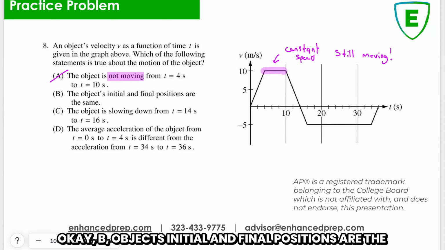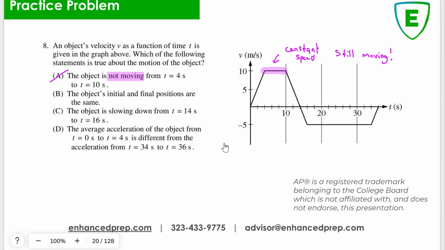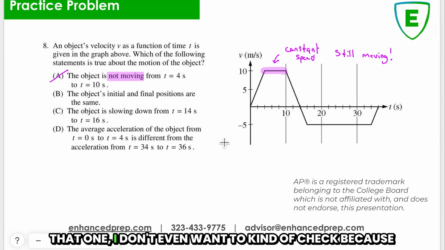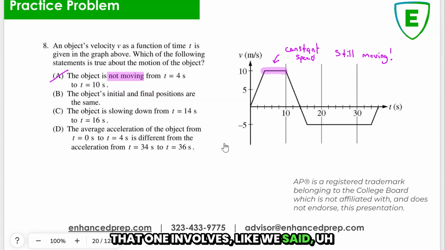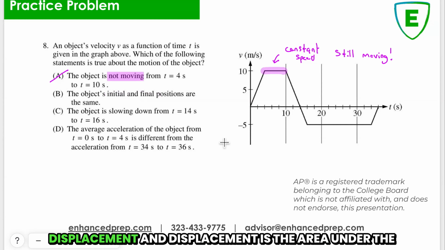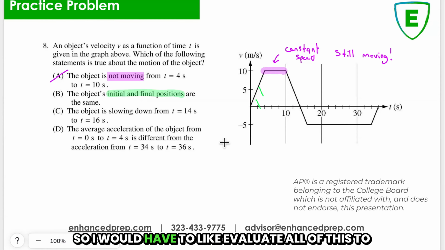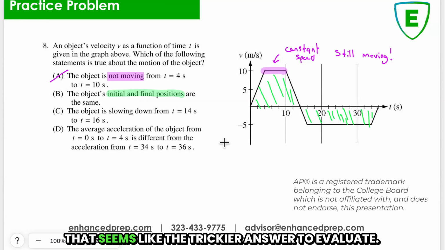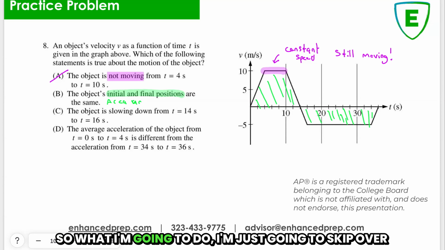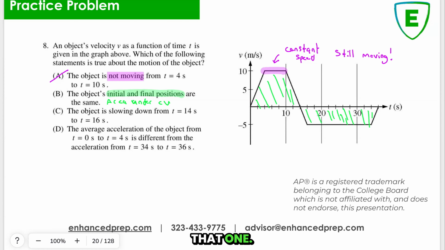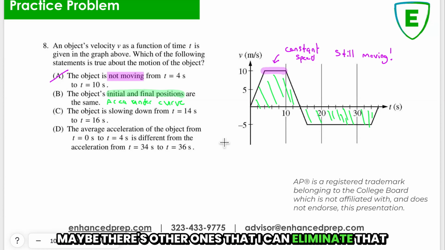Okay, B, the object's initial and final positions are the same. Oof. That one, I don't even want to check, because that one involves, like we said, displacement, and displacement is the area under the curve. So I would have to evaluate all of this to figure it out. That seems like the trickier answer to evaluate. Hmm. So what I'm going to do, I'm just going to skip over that one. Maybe there's other ones that I can eliminate that are easier.